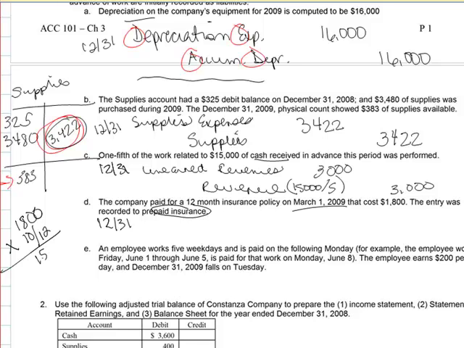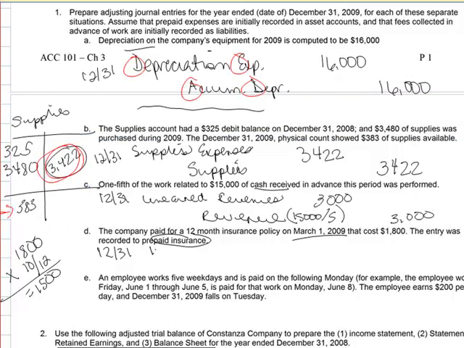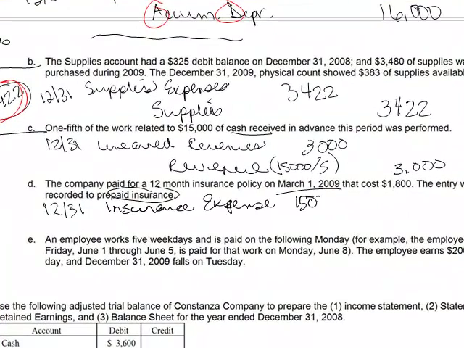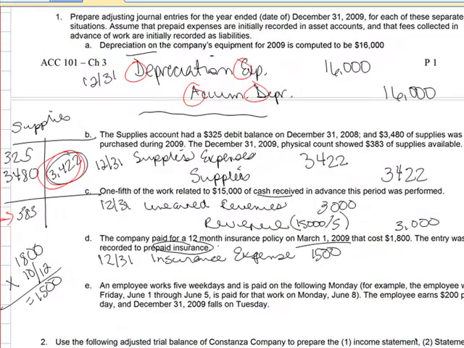$1,500 is how much expense. Let me just double check my math here. Times 10 out of 12 months, it's $1,500. So now I record the insurance expense here for $1,500. What's my credit? I'm recording expense. I've actually used 10 months. My credit is going to be to decrease my prepaid insurance. It's $1,500 got used up. So I want to decrease my asset account so that the balance in prepaid insurance reflects only 2 months.